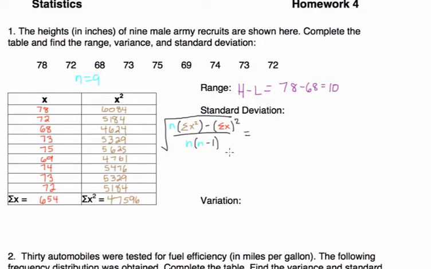Our n is 9. So now I go through and I just sub things in. I put the 9 where the n is. I put the 47,596 where the sum of the x squared is, and so on. I'll color code so that you can see how to do this. But the only way to really get the hang of it is to practice it yourself over and over. If you need to do it with a tutor, do so.